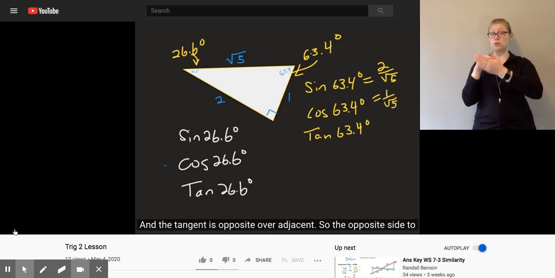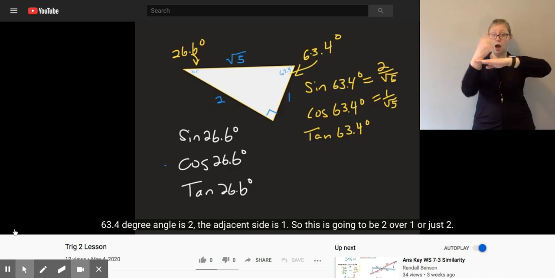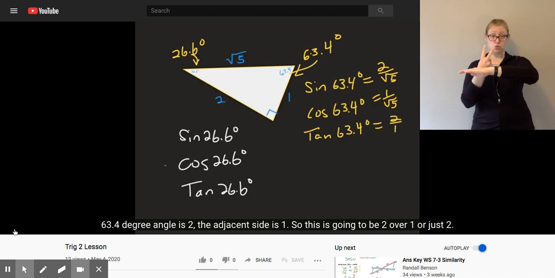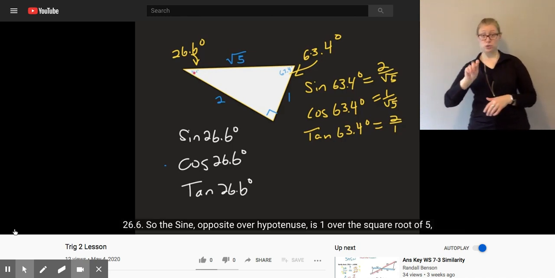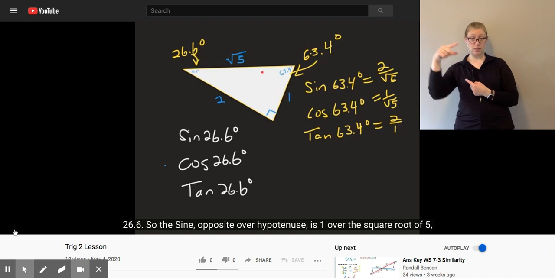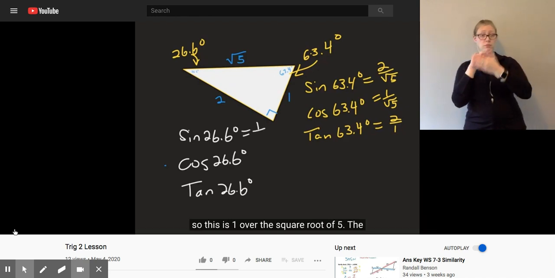And the tangent is opposite over adjacent. So the opposite side to the 63.4 degree angle is 2. The adjacent side is 1. So this is going to be 2 over 1, or just 2. And then we're going to do the same thing for the other angle. So here I'm at the angle 26.6. So the sine, opposite over hypotenuse, is 1 over the square root of 5.